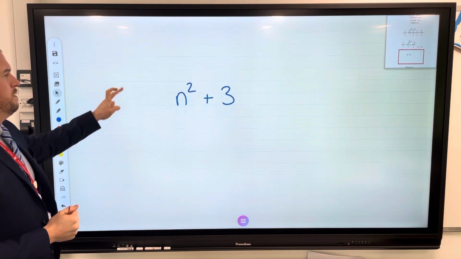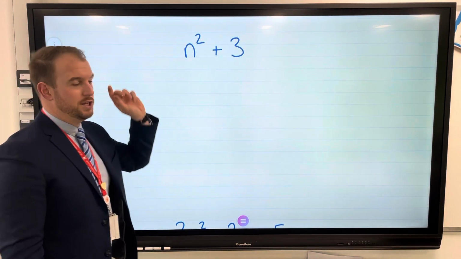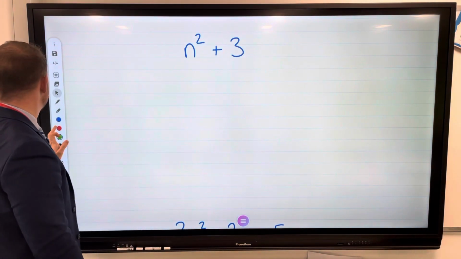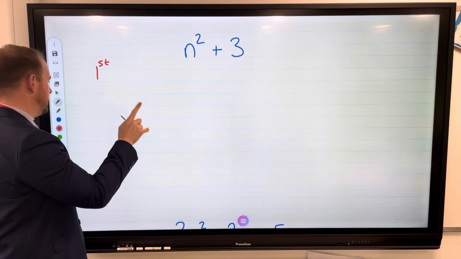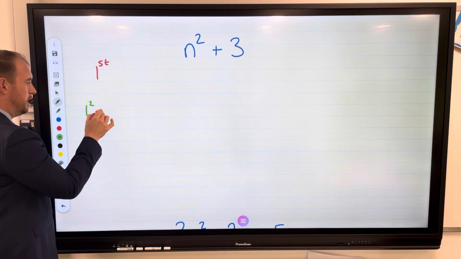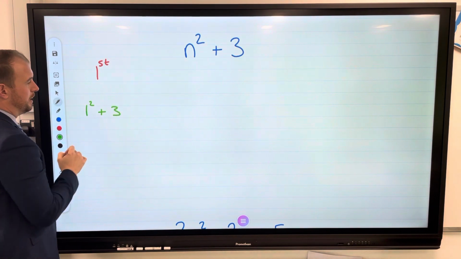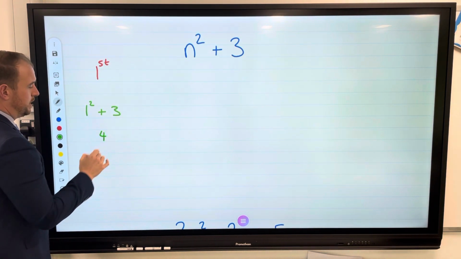So now, exactly the same, but this time we have that squared symbol. That squared symbol means multiply by itself. So the first term is going to be 1 squared, and then add 3. 1 squared is 1. Plus 3 is 4.